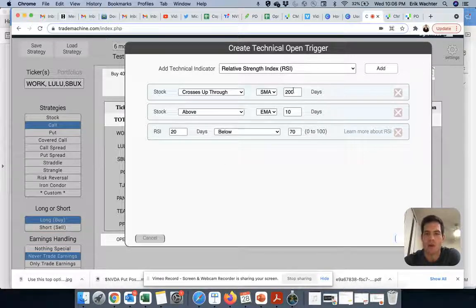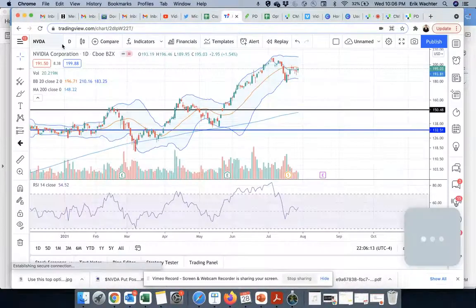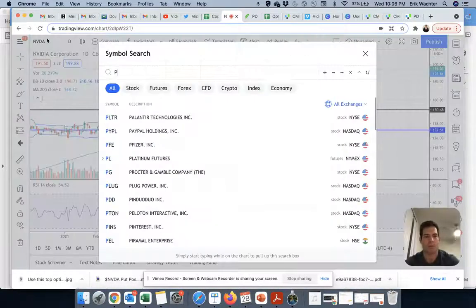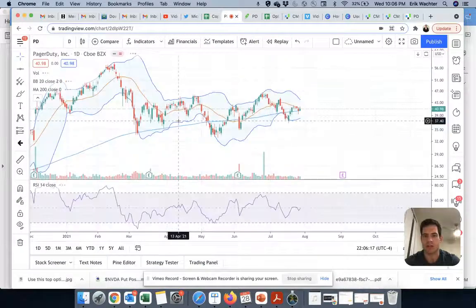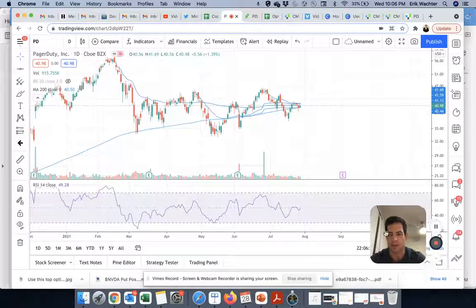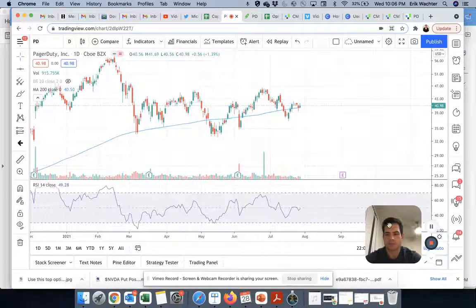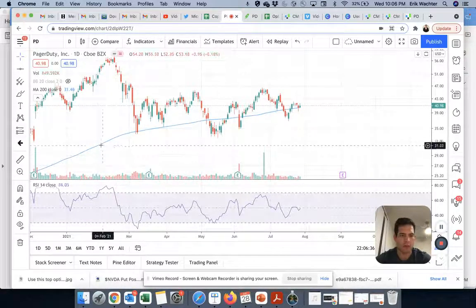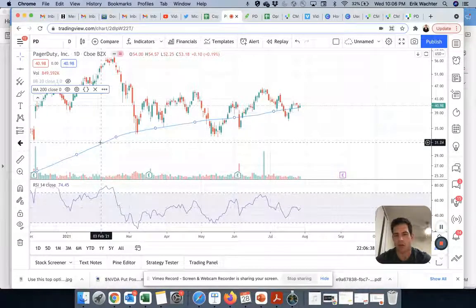So here we have the 200-day moving average. I'm going to pull up a stock. I got NVIDIA here. We're going to pull up PagerDuty because this literally triggered today. I'm going to take off the Bollinger Bands and erase some of these. Hold on a second. All right, so this is PagerDuty, and this is the 200-day moving average.